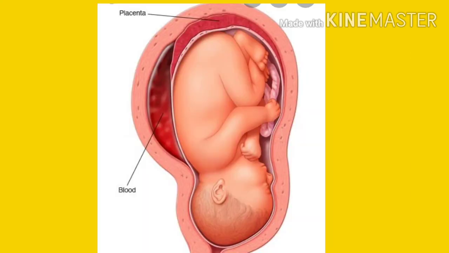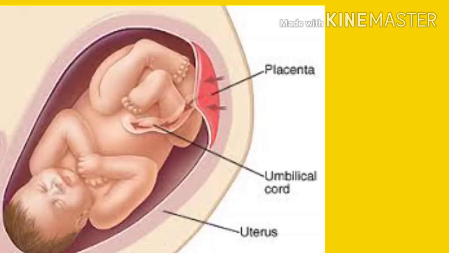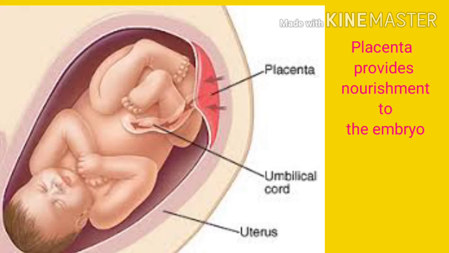The special structure which is formed by finger-like processes called villi is known as placenta. This placenta is linked to the embryo by the umbilical cord. The placenta provides nutrients and oxygen from the blood vessels of the uterus to the developing baby. So the placenta is the nourishing boundary between the mother and the embryo systems.